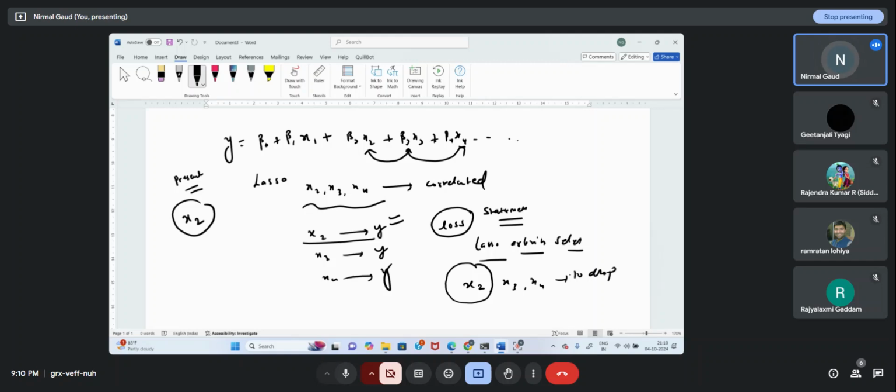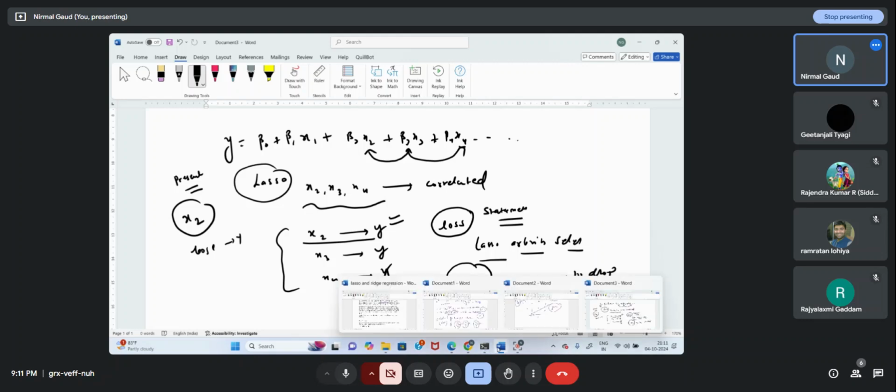But what L1, what Lasso did, it found that these three are correlated, so let us drop x2. It arbitrarily selected x2 and dropped it. Because it dropped it, we lose a feature which has a good correlation with y, which can help in the prediction of y, but we lost it. That is one of the drawbacks of Lasso, because it arbitrarily selects out of the correlated features. That is the key difference.